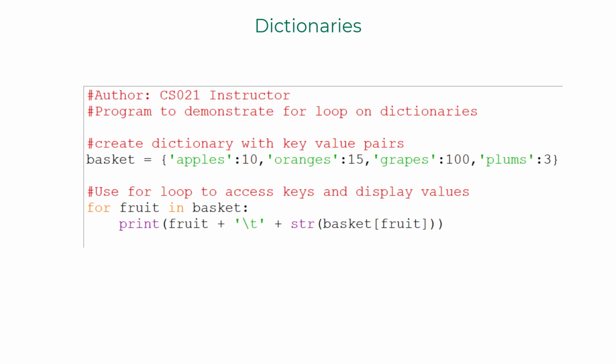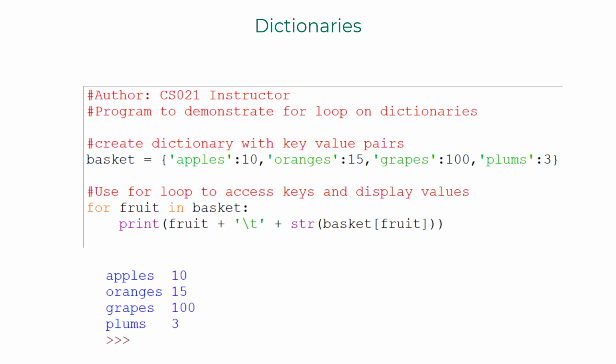If I ask you to print a table with fruits and their count, you would do it this way. For fruit in basket, print fruit and the tab space, and because the count is an integer, I'm putting that in a string.